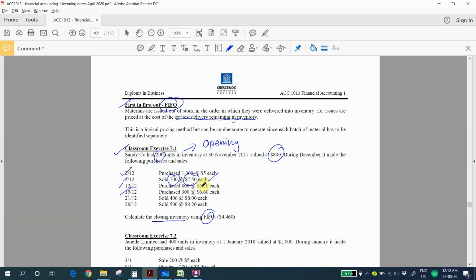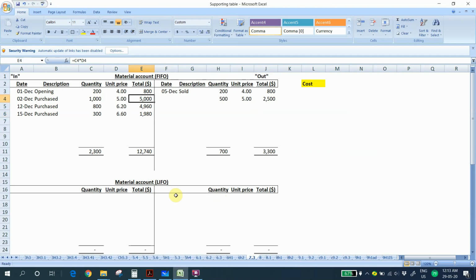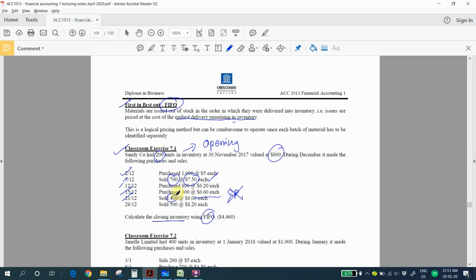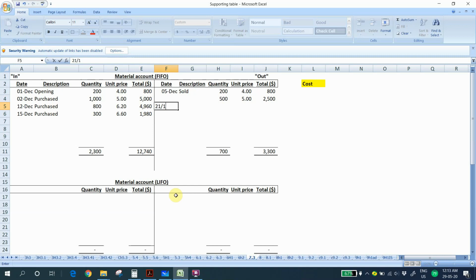Let's continue. On 21st, I sold 400 units to our customer. This is the selling price, which is irrelevant information, so we don't look at this. Now we have to have a look again in our material account. We have to identify which batch of the item we have to issue as the cost. So this is on 21st December. We sold product to our customer.